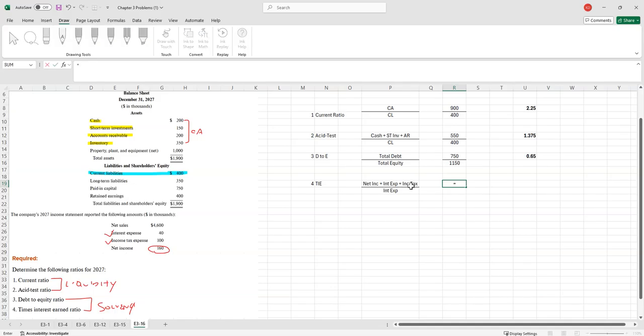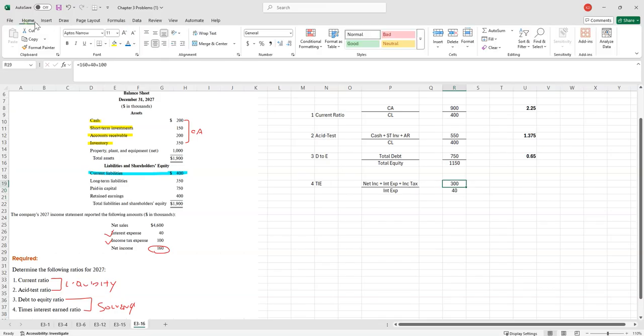So at the top, it will essentially be 160 of net income. We'll add back, because previously when we arrived at that net income, we subtracted these items. So to undo it, we have to add them back. The interest expense of 40, the income tax expense of 100. We're getting 300 there, all over our interest expense of 40. That will get us our times interest earned outcome, namely 7.5 times.